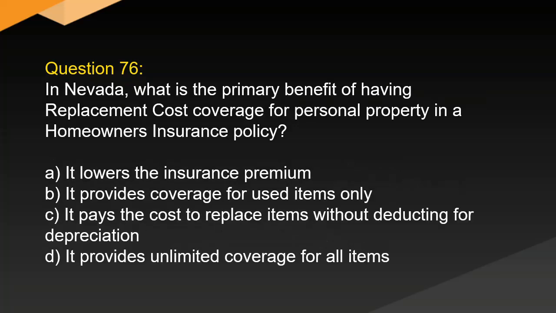Question 76. In Nevada, what is the primary benefit of having replacement cost coverage for personal property in a homeowner's insurance policy? A. It lowers the insurance premium. B. It provides coverage for used items only. C. It pays the cost to replace items without deducting for depreciation. D. It provides unlimited coverage for all items.